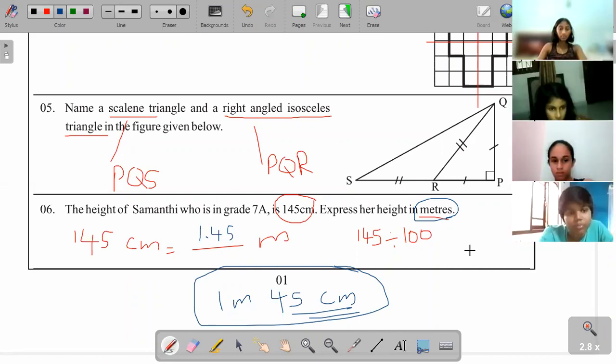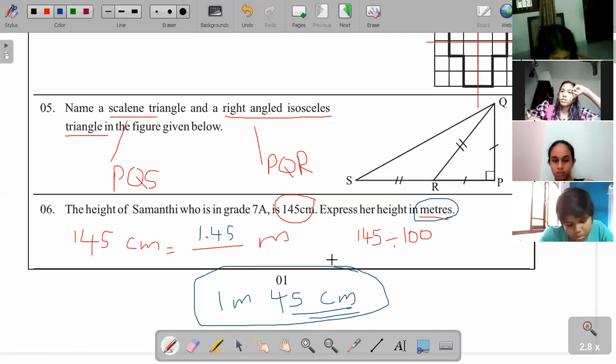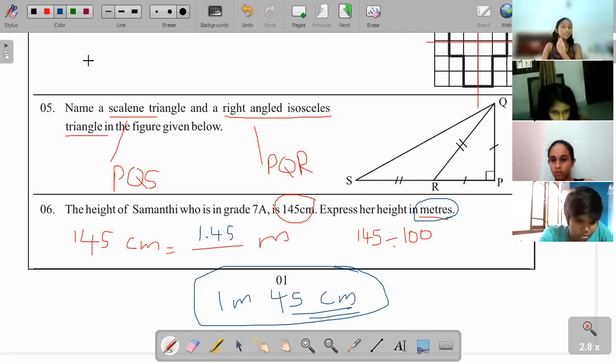Right, carefully you have to read the questions, then you have to write the answers. Okay, only meters you have to write. Okay, that's the first 6 questions of this paper.